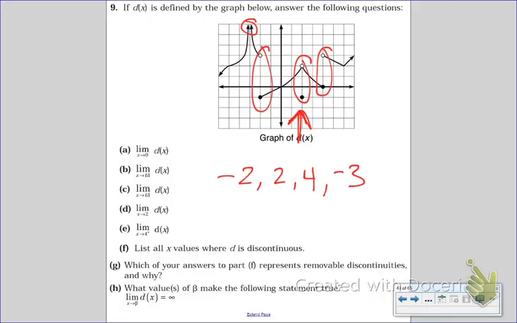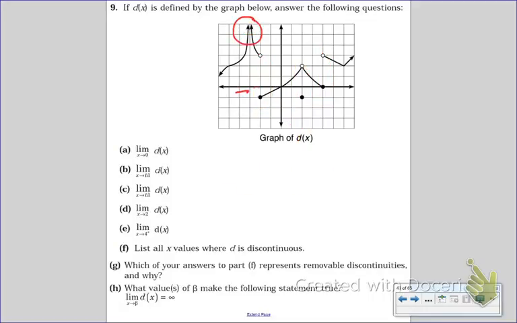H, what values of B make the following statement true? So there's actually only one value of B that makes that statement true. Good, -3, because it goes to positive infinity on both sides. So this is the only place at -3 that makes it go to positive infinity. All right.